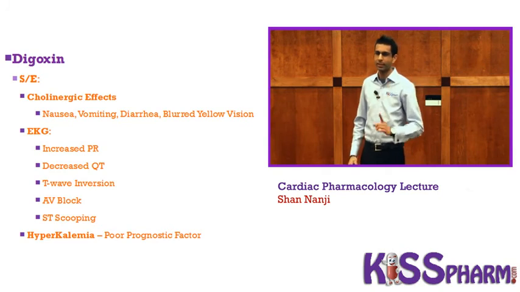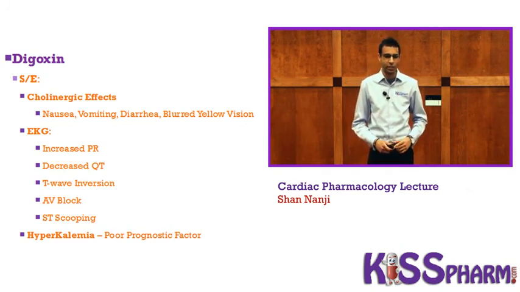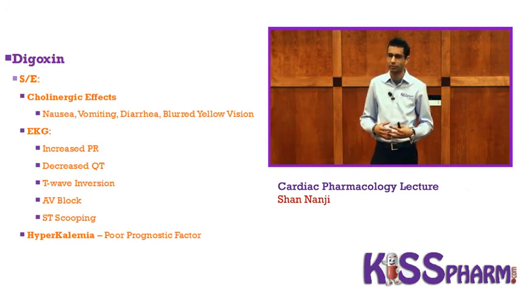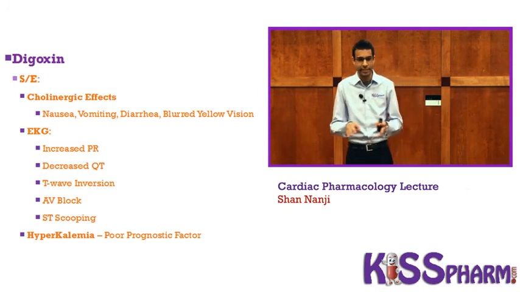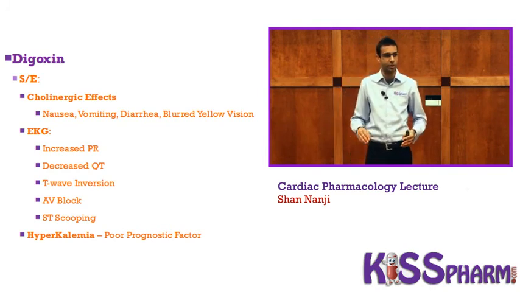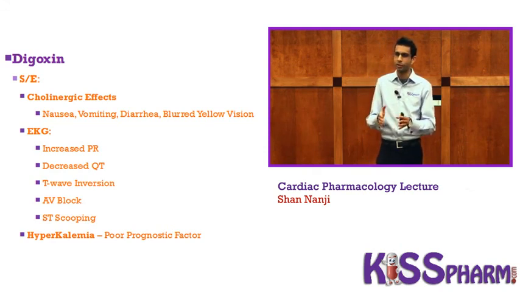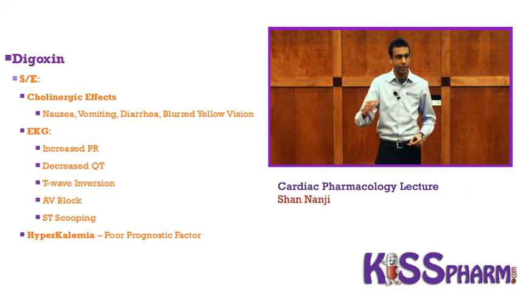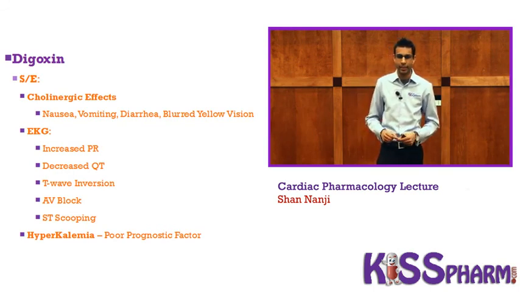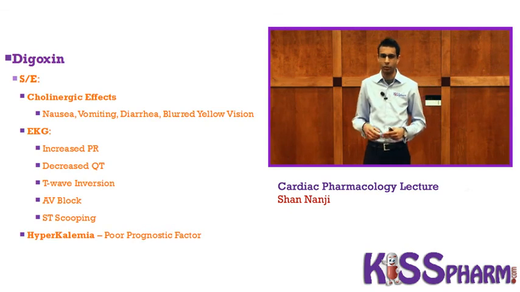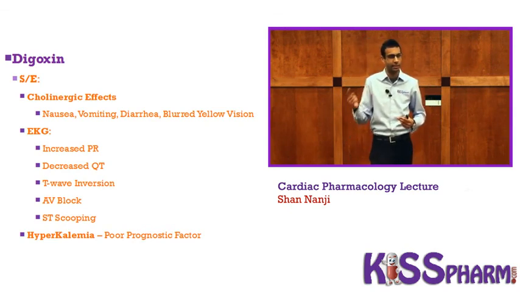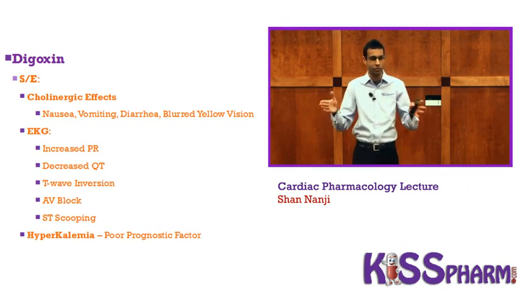Now, the important thing about digoxin is what it does to your EKG. So everybody's going to repeat after me, okay? Your PR interval is increased. Your PR interval gets longer. But your QT interval gets shortened. What happens to your QT interval? Is it shorter or longer? Shorter. So your PR interval is longer, and your QT interval is shorter. And then you have this T wave inversion and ST segment scooping. ST segment scooping, T wave inversion, PR is longer, QT shorter.